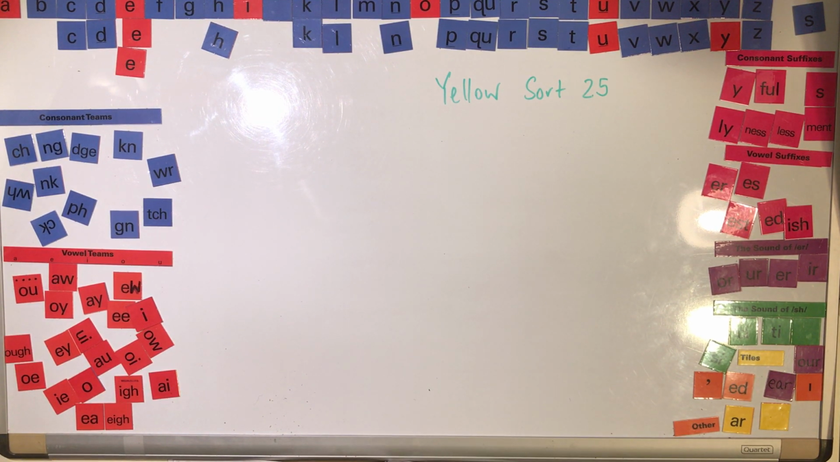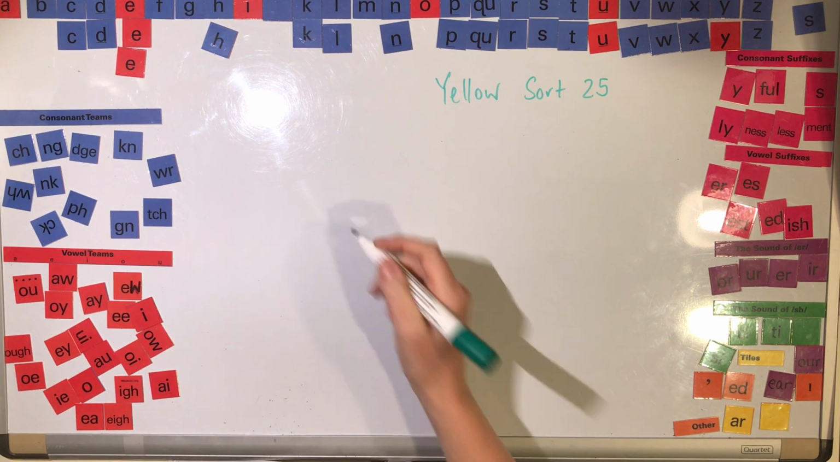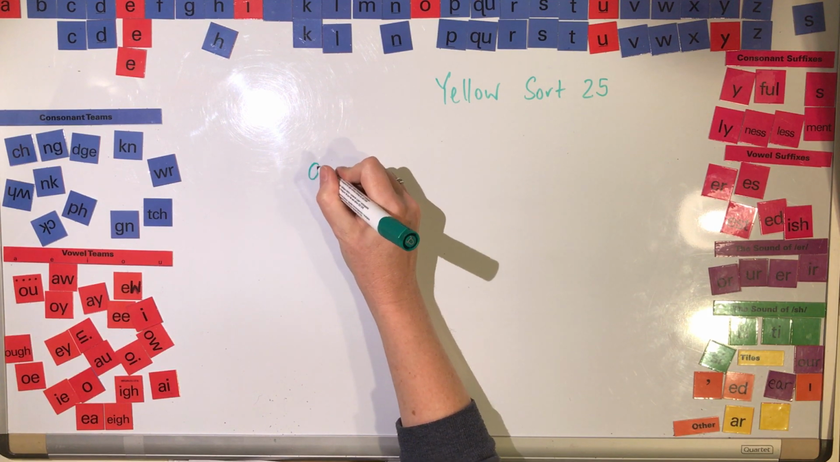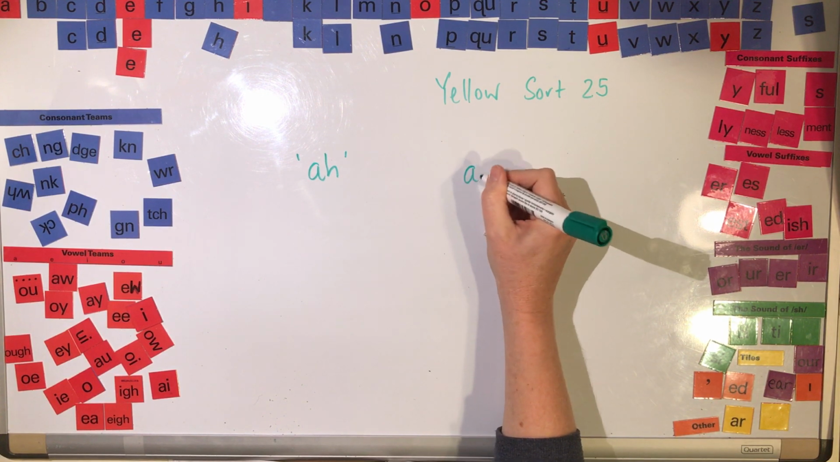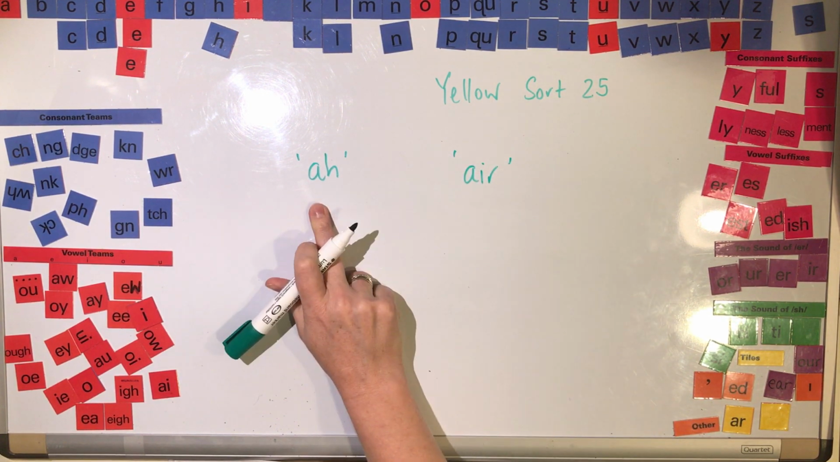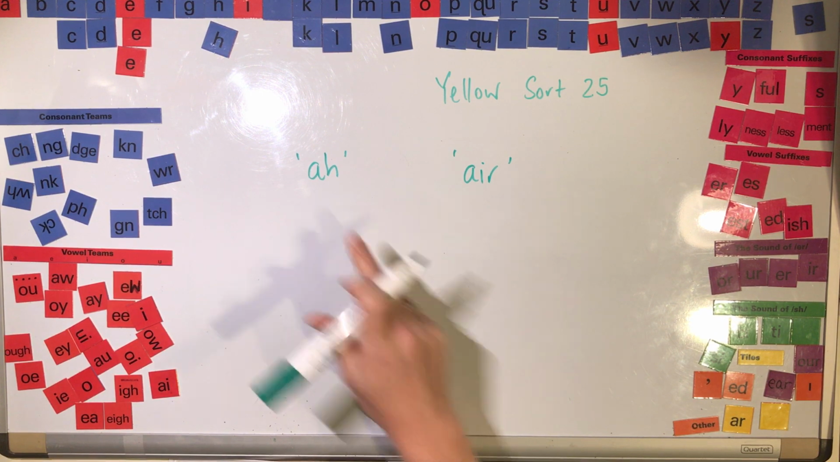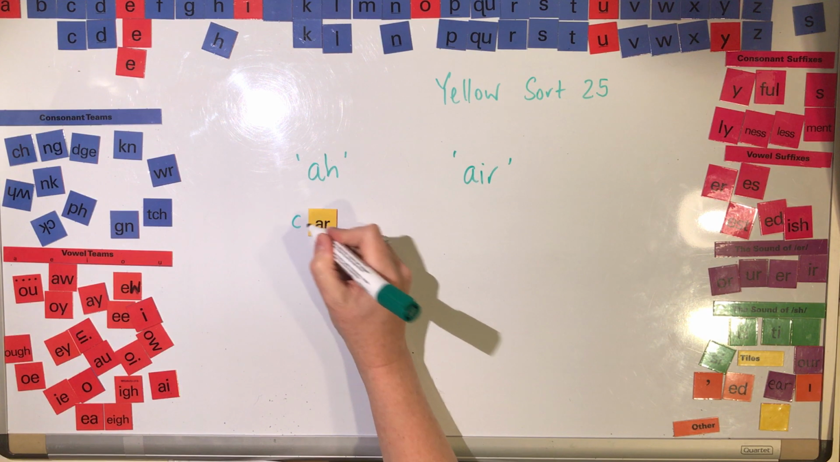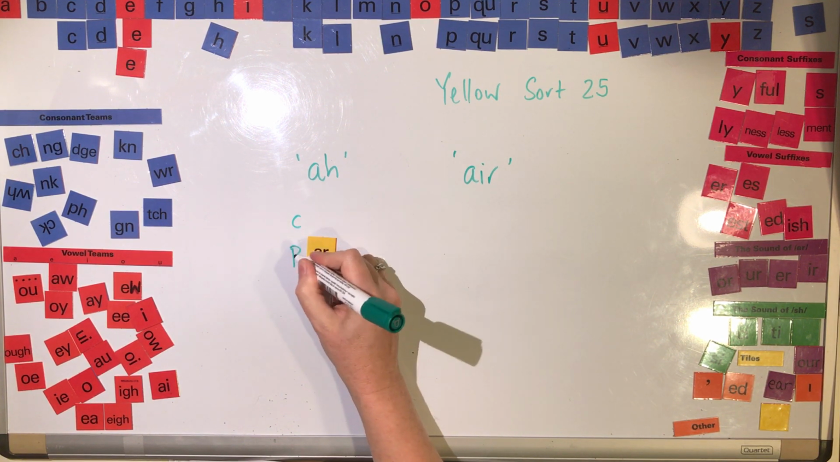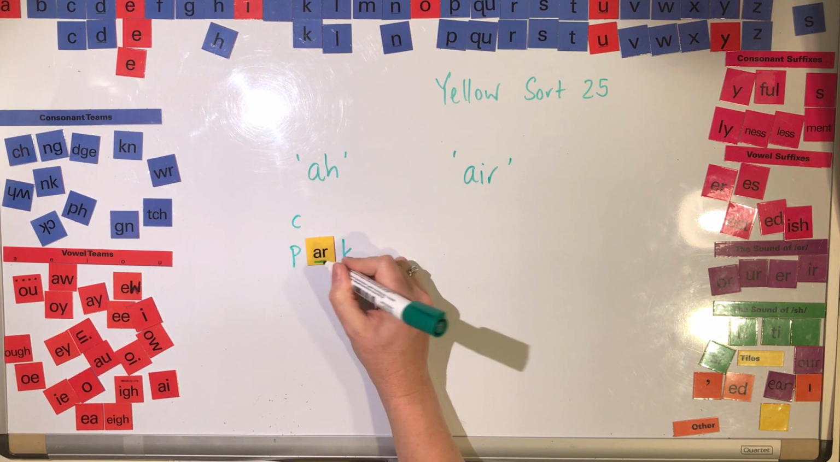Okay, we are going to be looking at yellow sort 25 today. We're going to be looking at the different sounds of "ah" and "air". So think about if you were saying "ah" or "air". They're the two sounds. Now the way we say "ah" is actually, we have this sound, "ah", like car or park. So we make the "ah" sound.